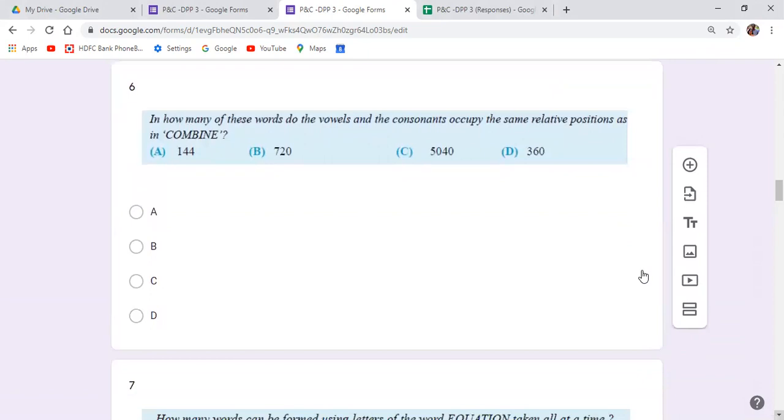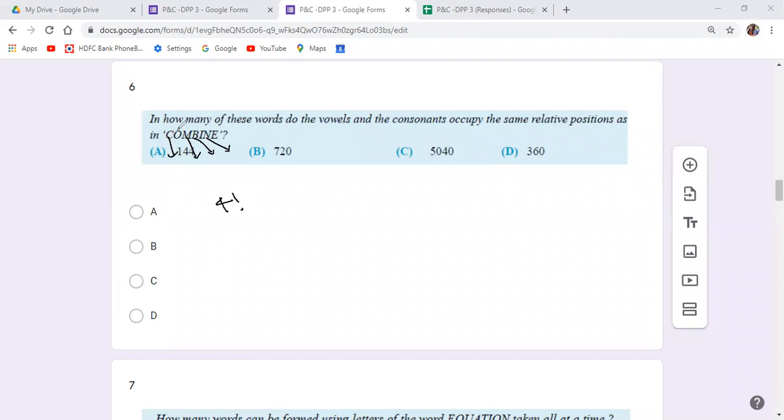In how many ways can the words be arranged so that vowels and consonants occupy the same relative position as before? So tell me, which are the positions for consonants? 1, 2, 3, 4. In these 4 places only, the consonants should interchange. So the consonants can be arranged in 4 factorial ways.